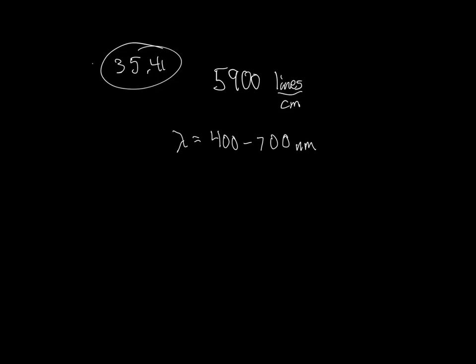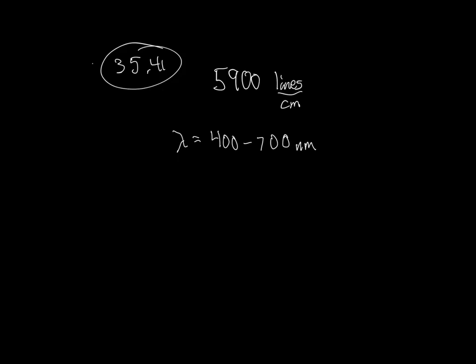Okay, so we have this grating that has 5,900 lines per centimeter, and we're shining light that has a wavelength between 400 and 700 nanometers. That is the visible range. 400 nanometers is basically purple, 700 is basically red. So those are all the colors that you can see. And we're going to shine this light, and each of these light wavelengths is going to be diffracted a little bit differently. Okay? And you're going to calculate the angles of those diffraction.